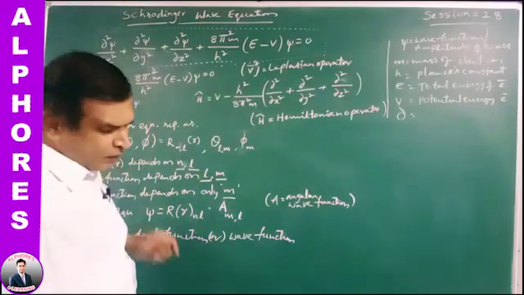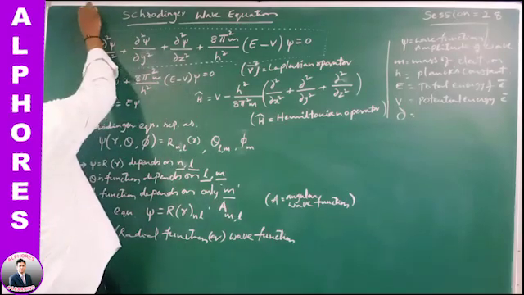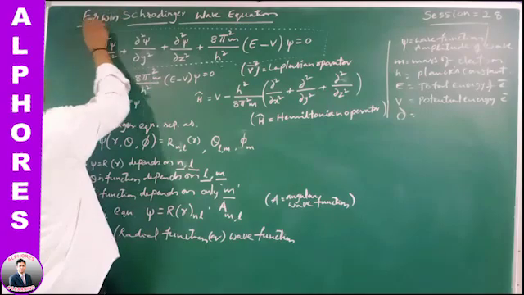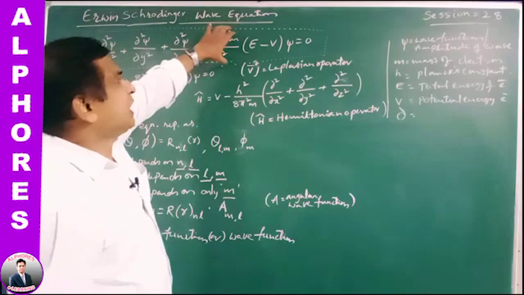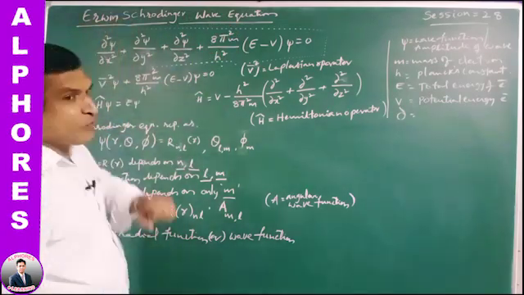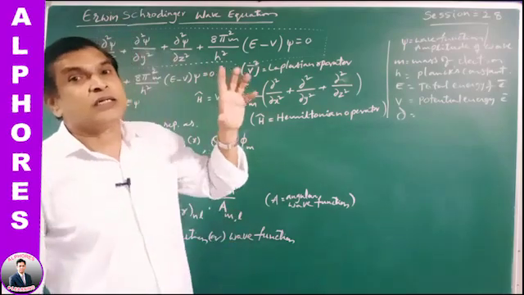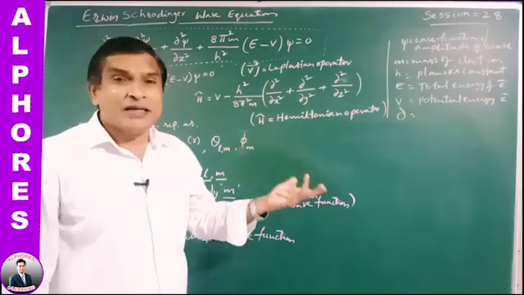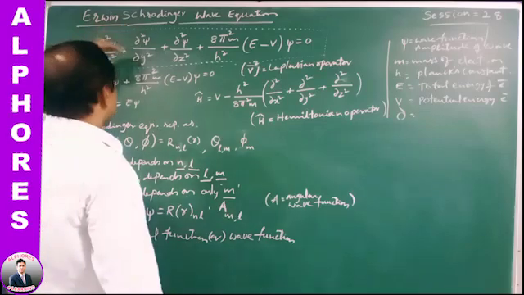Now that is the Schrödinger wave equation. The complete name of that scientist is Schrödinger. The Schrödinger wave equation describes the probability of finding an electron around the nucleus. He describes the probability of finding the electron based on the de Broglie theory and the Heisenberg uncertainty principle.